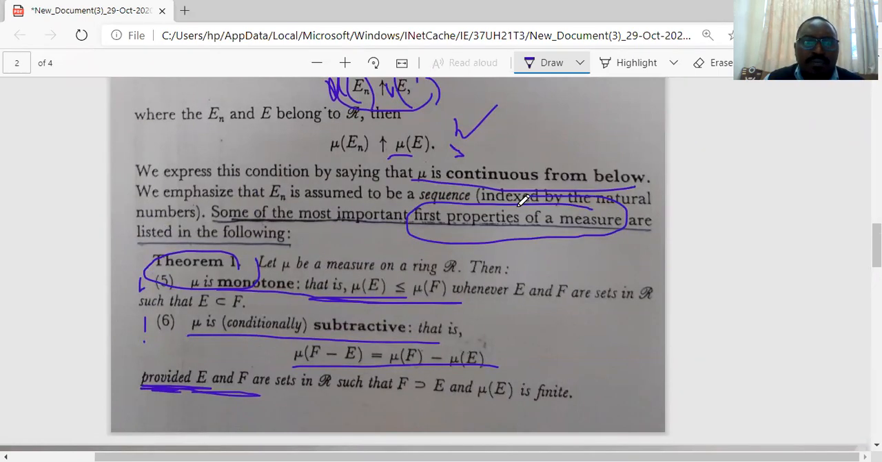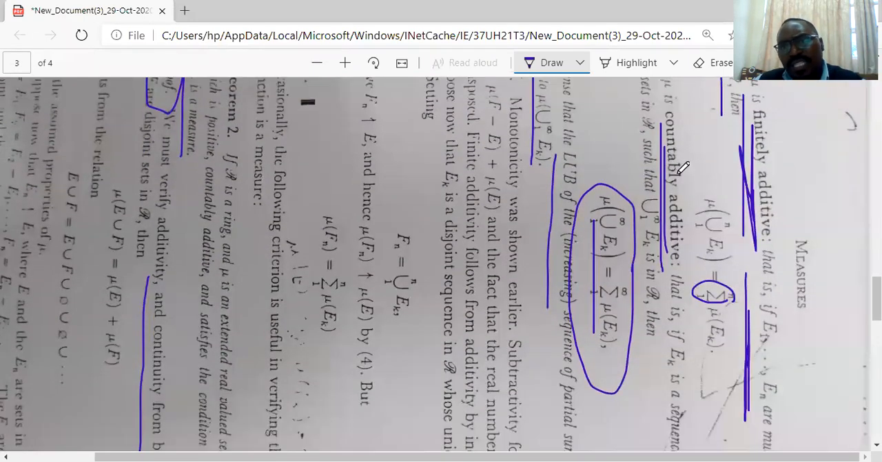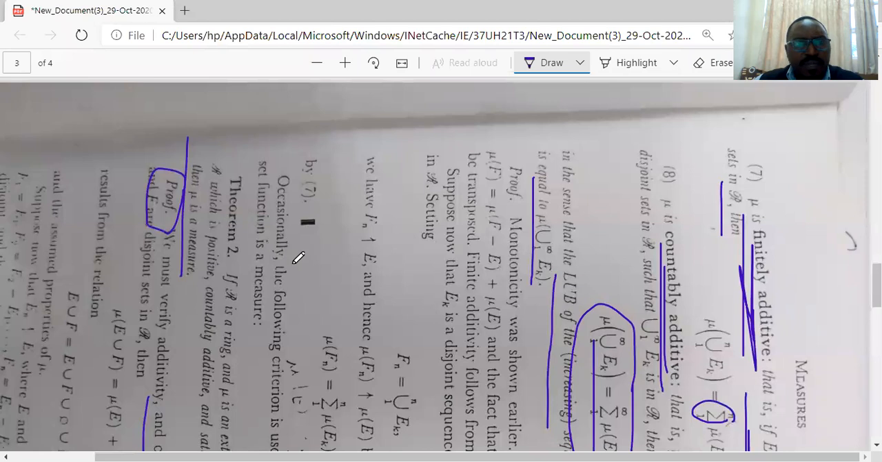Is it monotone, subtractive, additivity, all these ones. You really have to check. Countably additive, you have to check those properties. These are some of the properties; others will come in my next class. So that if I say, which of the following is not a property of a measure, you are able to pick and say, this is not a property of a measure.